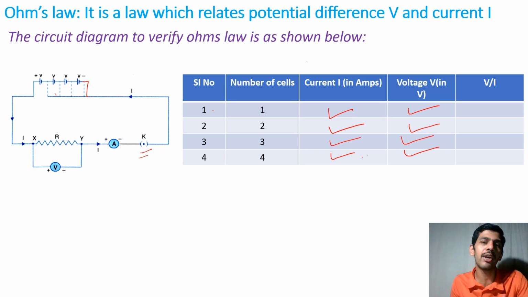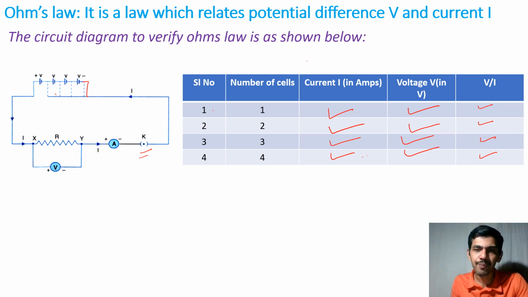And after recording the values, what is your work? You have to calculate the ratio of V by I. What is meant by ratio? You have to simply divide the potential, this particular column value, divided by this particular column value. So V by I values you have to record. That means you have to calculate all these values and write them here.